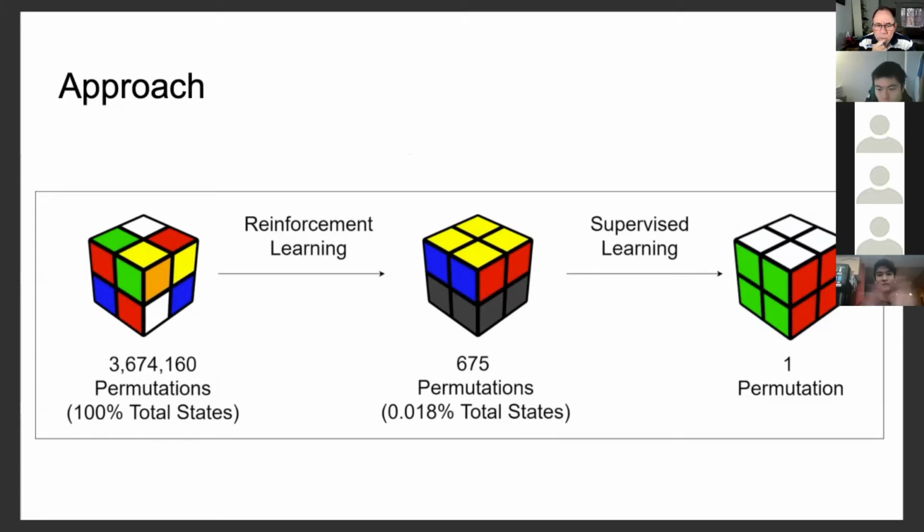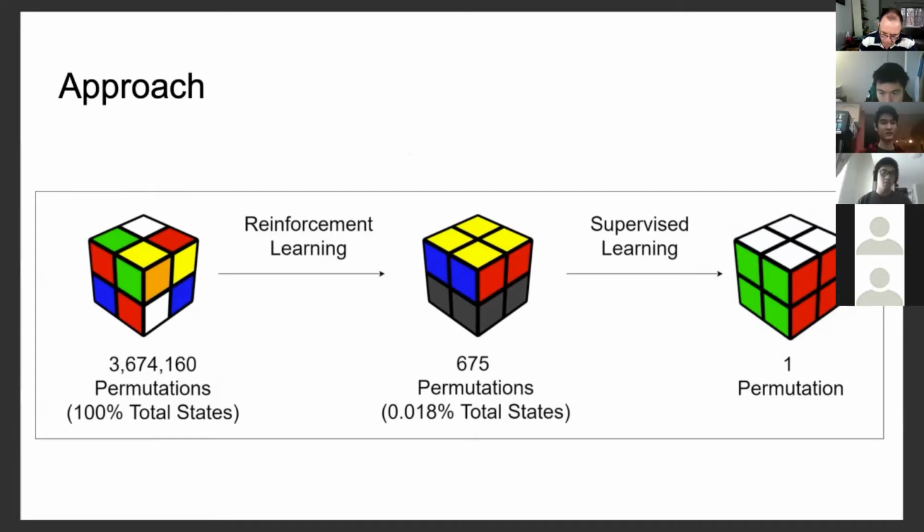So this is our strategy for solving the cube. We split it up into two parts. You can see first we use reinforcement learning to just solve the first layer, and then we use supervised learning to solve the rest. Our reason for doing this is we tried to use reinforcement learning to solve the entire cube, but this turned out to be difficult due to a combination of lack of computational resources and our lack of time mostly. And as we'll discuss later, in reinforcement learning it's difficult to design reward signals.